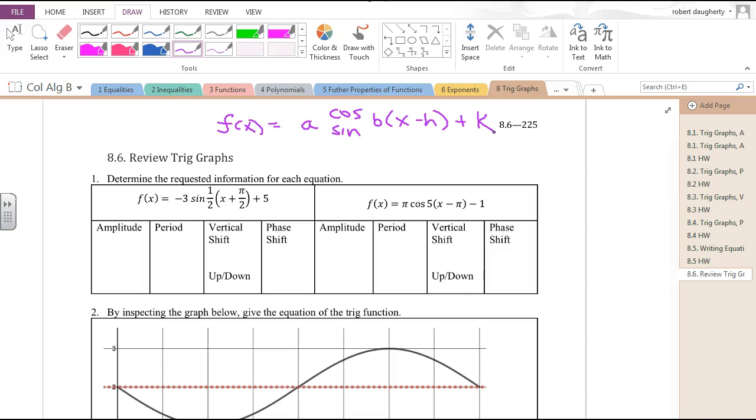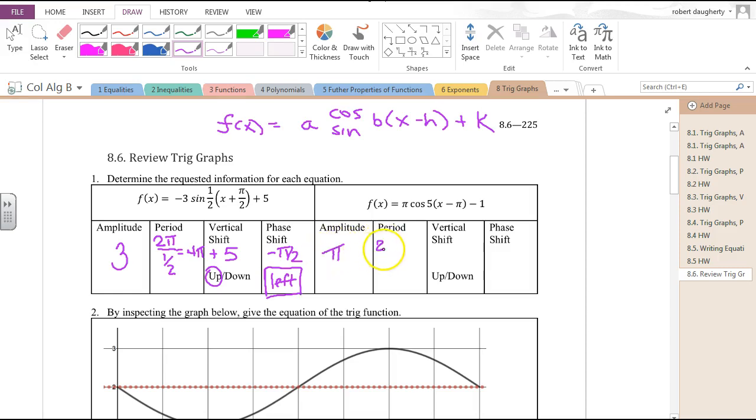The amplitude of the first graph is 3. The period is going to be 2 pi divided by 1/2, which is 4 pi. The vertical shift, this is shifted 5 units up, so it's a positive shift. The phase shift is minus pi over 2, or if I ask you, that's a pi over 2 shift to the left. The next one, amplitude is pi.